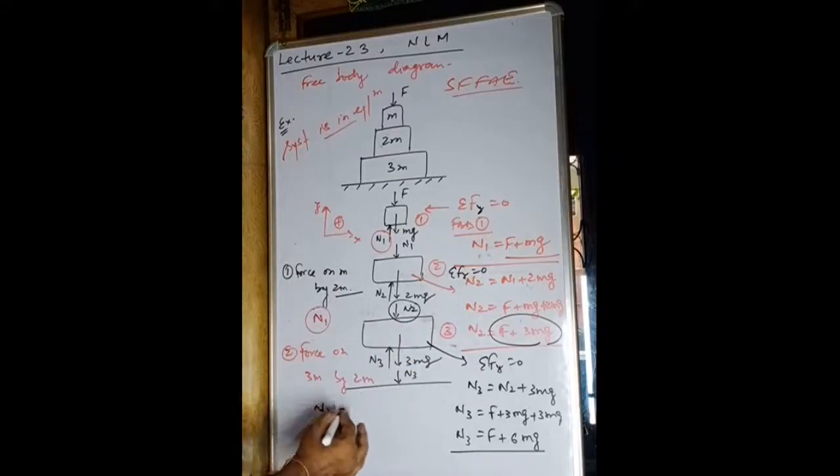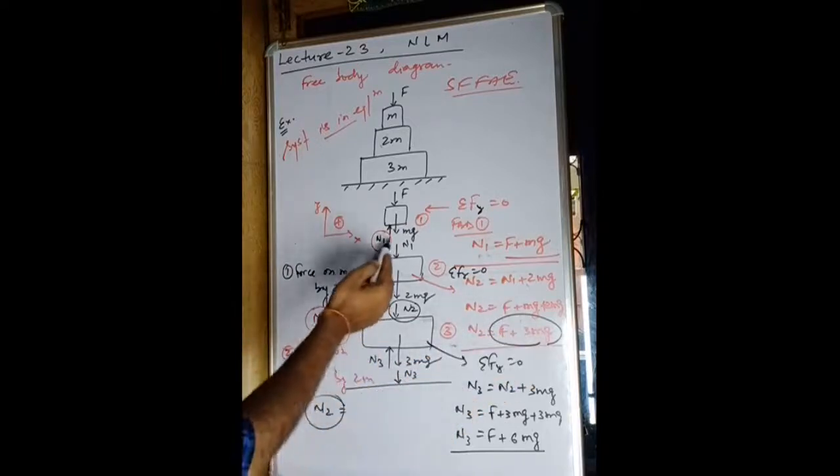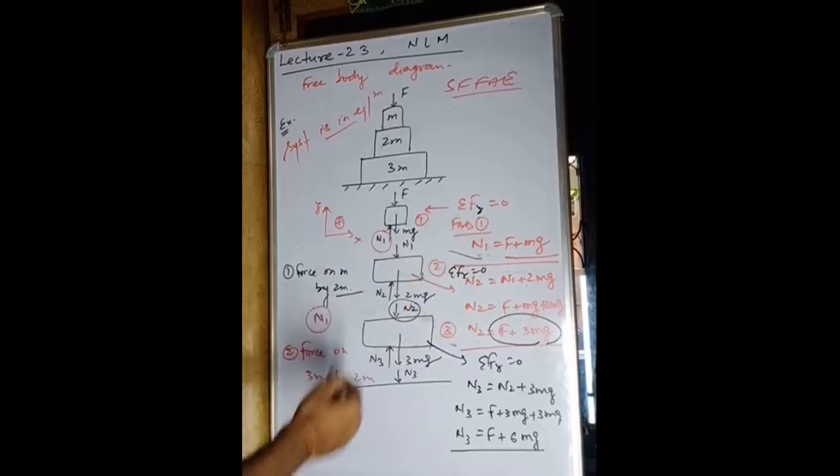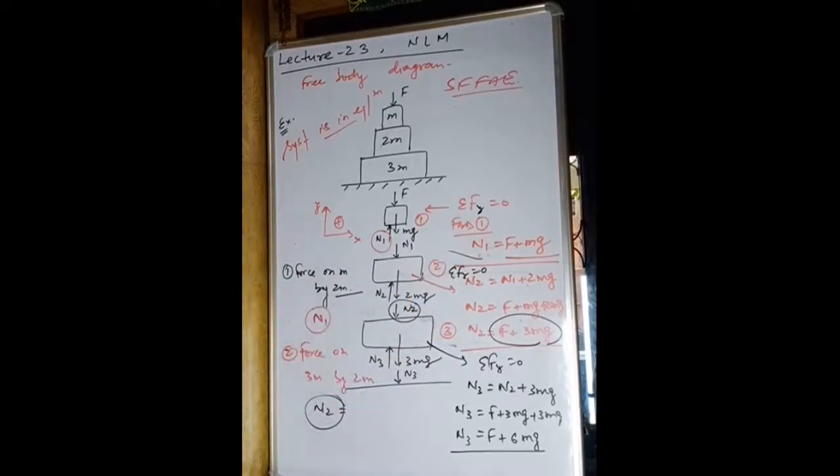So N2 is the answer. And what is the value of N2? You can find it from the equation. It is F plus 3mg. Here N1 was the answer of this one. Okay. Now, in this way, student, you can find the answers.